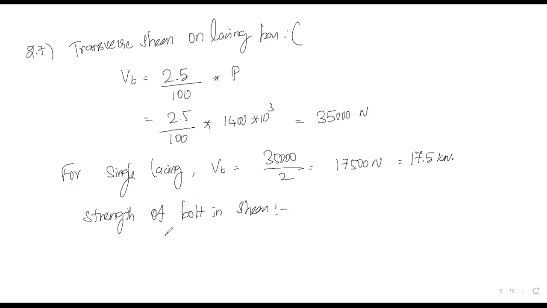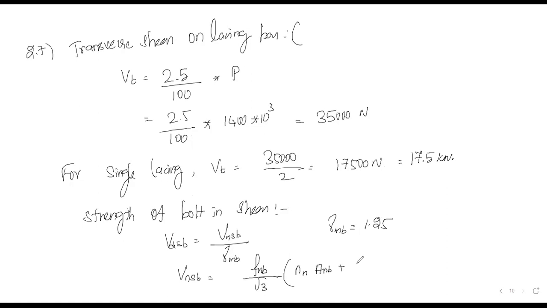So VDSB is equal to VNSB divided by gamma MB, where gamma MB, from Table 5, is 1.25. VNSB is equal to FUB by root 3 into (NN into ANB plus NS into ASB). We all know the NS term becomes 0, so NN is equal to 1. So ANB is equal to 0.78 times pi by 4 into diameter of bolt square.